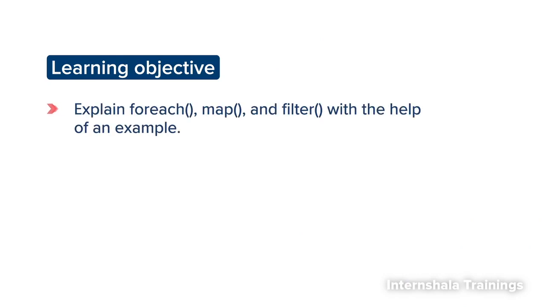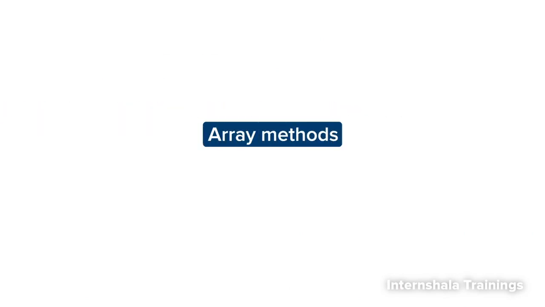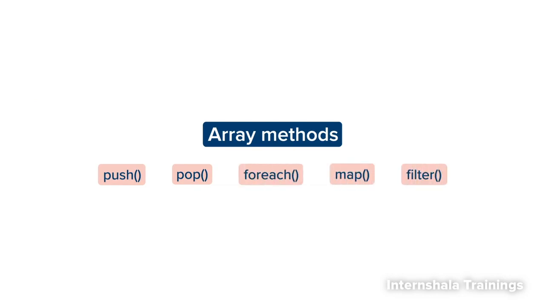After going through this video, you will be able to explain forEach, map, and filter with the help of an example. Previously, we had a look at two methods, push and pop, that are always present in every object of the type array. In this video, we will look at some more array methods, namely forEach, map, and filter. Let us discuss them in detail one by one, starting with the forEach loop.